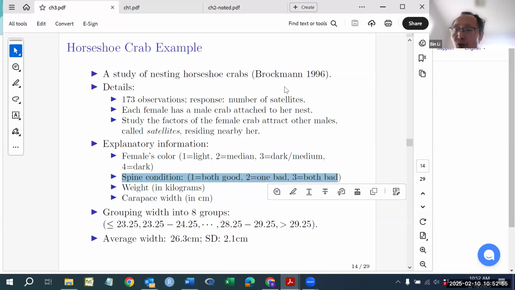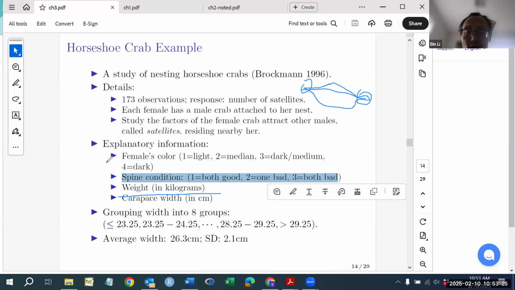Okay, so for the crab, we have the carapace on the back, right? So the spine is just these two parts. So they are both good or one bad or both bad. And the weight of the crab, that is the weight. And also the carapace width. Okay, so that shows the physical size for the female crab.